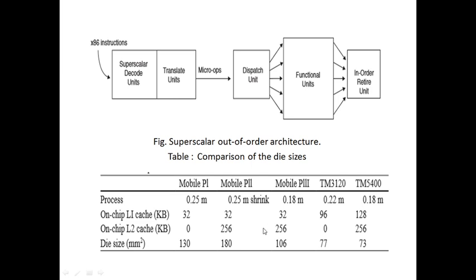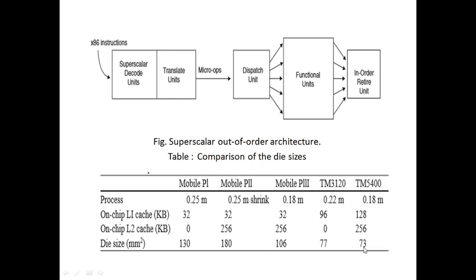See here the architecture here. The process in this is less in the Transmeta Crusoe processor. Then the on-chip L1 cache is also very high compared to other x86 architectures. Then L2 cache, that is 256. It is very high compared to other architectures. Then die size. See here the die size is very small. It means the chip area is very small in Transmeta Crusoe processors.